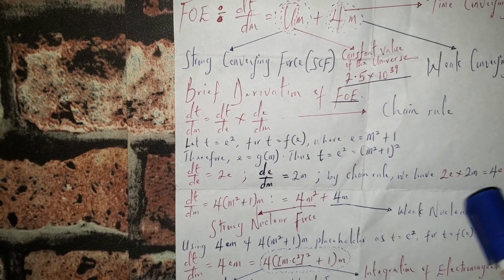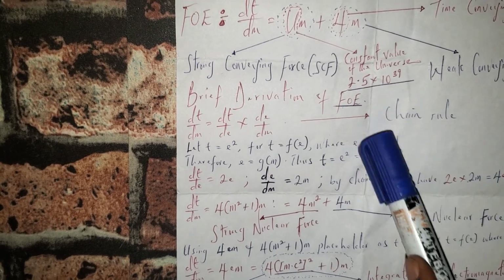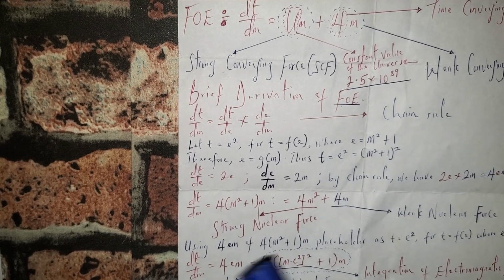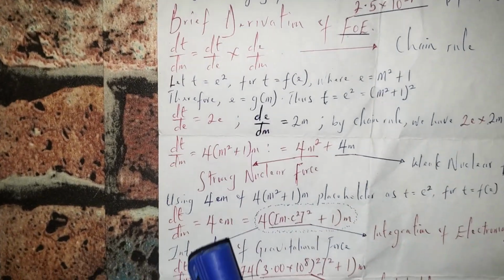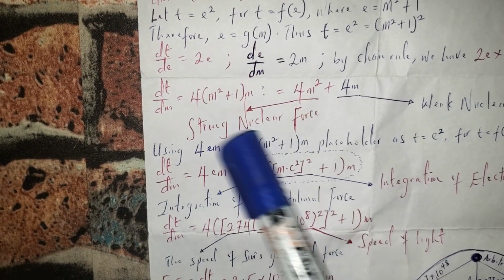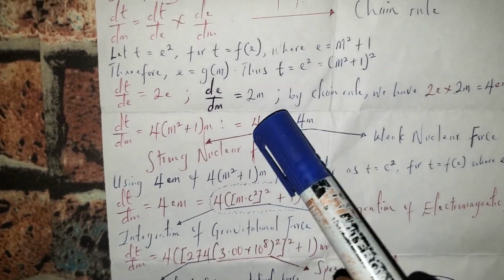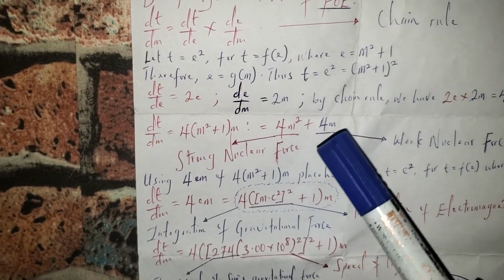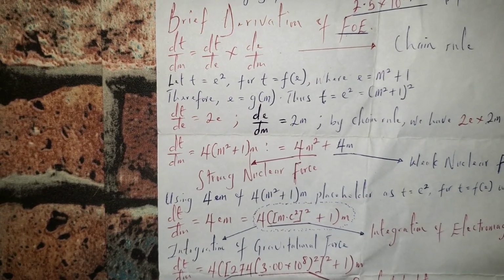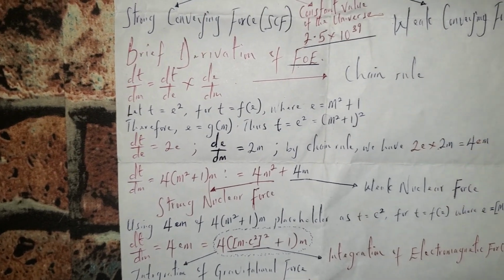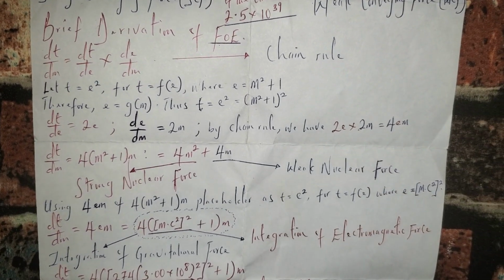Now, the moment we substitute this value for E, we're going to have this. And by having this, when we solve it further, we're going to have 4M squared plus 4M. The 4M squared is the strong nuclear force, while the 4M is weak nuclear force. So now we have started with the integration of the 4 fundamental forces of the universe.